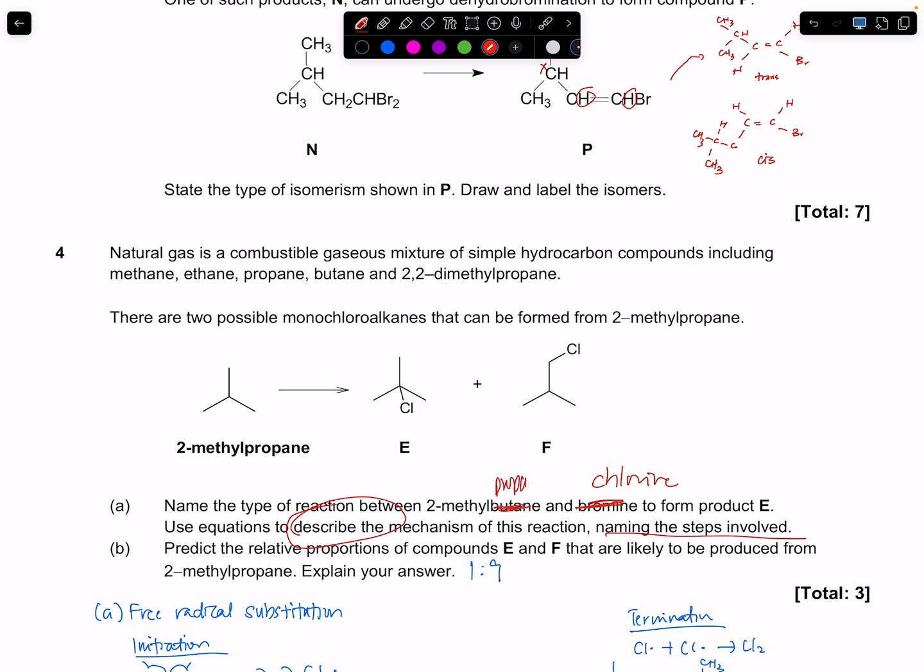Methylpropane and chlorine. So C3H8? No, C4H10. Or just C4H8. Isn't that just butane then? Yeah, but it's a structural isomer of butane, so it's 2-methylpropane.